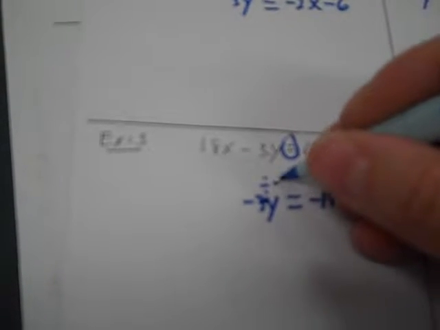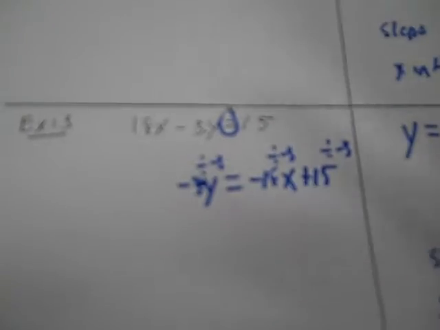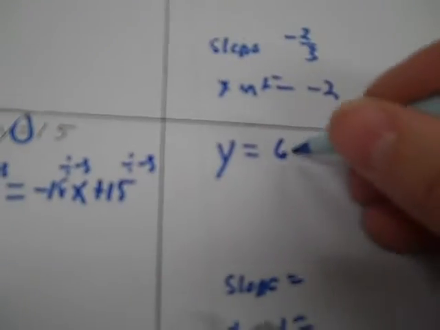Now I need to do something about the negative 3. Okay? Remember, that means negative 3 times y. So I'm going to divide everything in here by negative 3. So that's going to be negative 3 divided by negative 3 is 1, but 1 times y is y. Negative 18 divided by negative 3 is 6x. 15 divided by negative 3 is negative 5. Okay, so my y-intercept is the constant, which would be negative 5, and then the slope is 6.